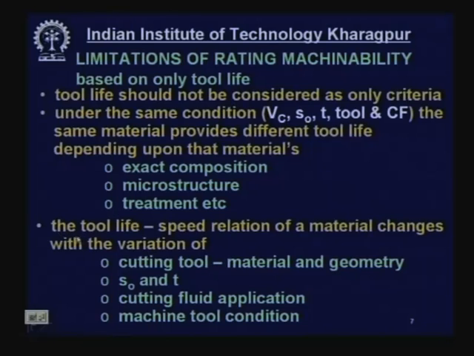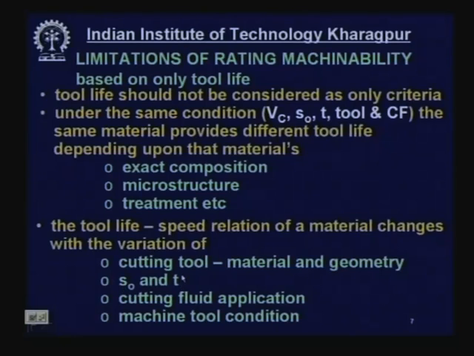In the previous diagram, we considered the tool life and cutting velocity relationship as the base of machinability rating, but the tool life versus cutting velocity relation of a material does not remain the same. For the same work material, the relation between tool life and cutting velocity does not remain fixed. It also depends upon what kind of cutting tool you are using. If you take high speed steel, you will get one characteristic. If you take carbide or ceramic, the relationship will be different. For the cutting tool, both material and geometry play a significant role.